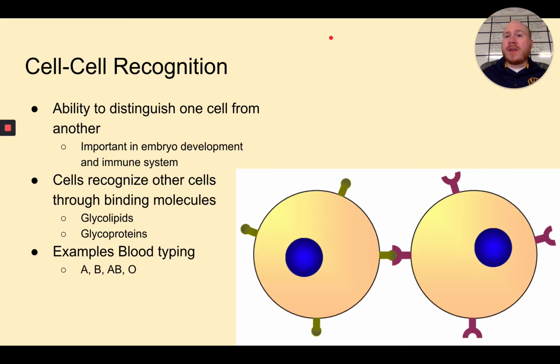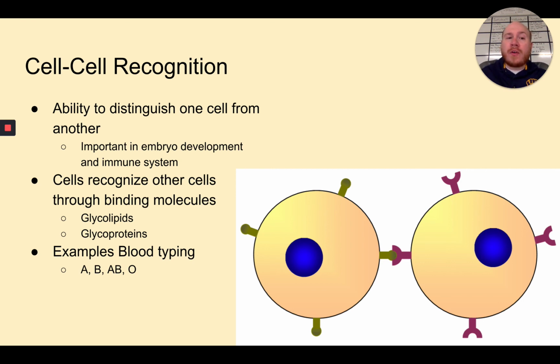So cell-to-cell recognition is one of the major functions of the cell membrane. It's the ability to distinguish one cell from another. It's very important in both embryo development and the immune system. We might get into these a little bit more in later videos, but understand that cells need to be able to communicate and recognize each other. So cells recognize other cells through binding molecules.